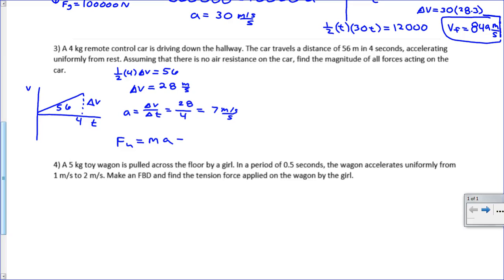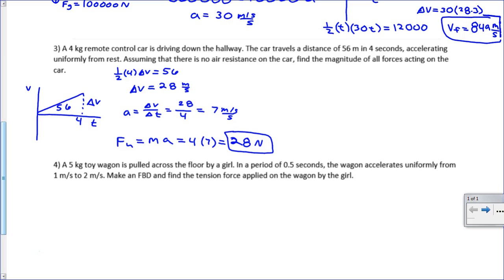So F net equals ma. Mass is 4 kilograms, given in the problem, times 7 for the acceleration, and we end up with the F net equal to 28 newtons. This 28 newtons has nothing really to do with the 28 meters per second for your delta V. It's just kind of a coincidence that those are both 28. So no real connection there.